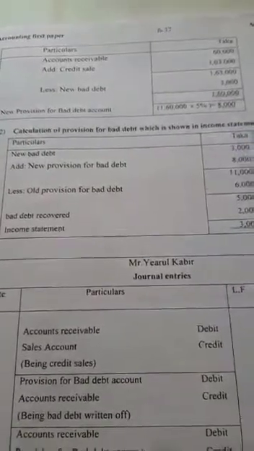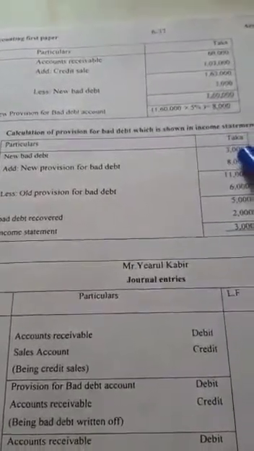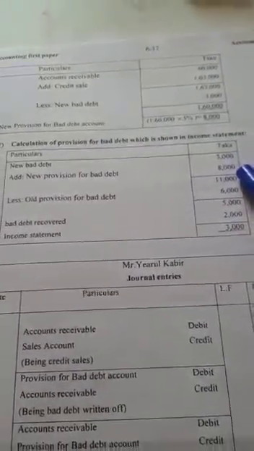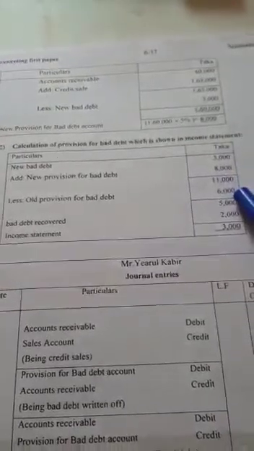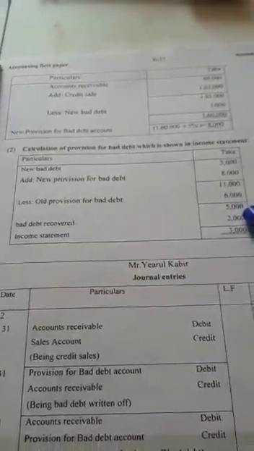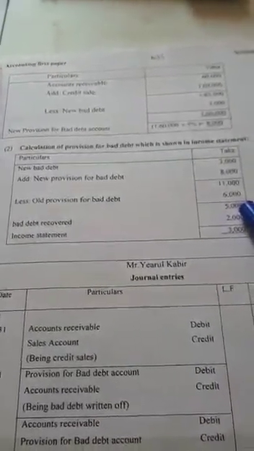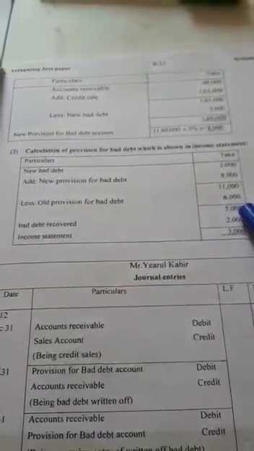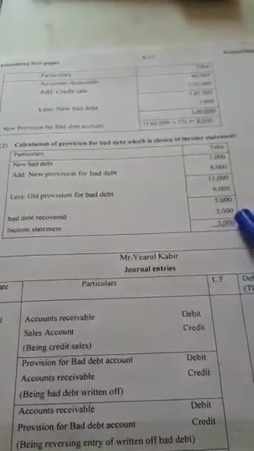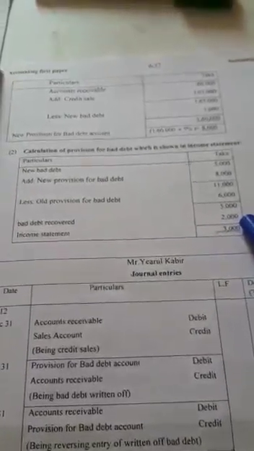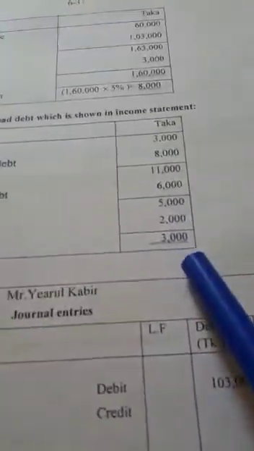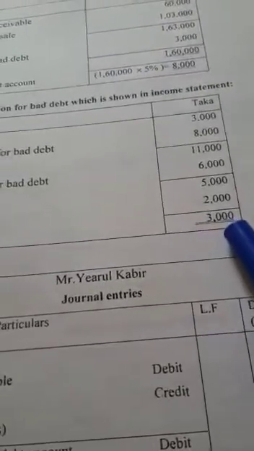We'll write first bad debt, then the new provision for bad debt will be added with this, then we'll deduct the old provision for bad debt. So 5,000 is to be transferred to the income statement, but as we recovered 2,000 this year, it should also be deducted, and finally the loss becomes 2,000 less, and now the final loss is 3,000. This 3,000 will be transferred to the income statement.